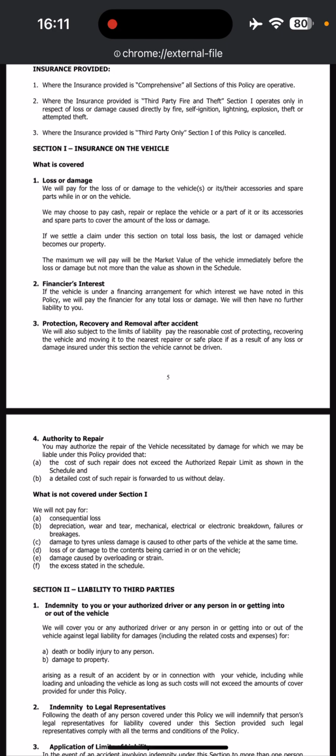Number 3, protection, recovery, and removal after an accident. You may get involved in an accident and you need to tow your vehicle, or store it in some place for a period of time before it is moved to the garage. That one is covered up to a limit of 30,000 Kenyan shillings in most standard insurance policies.